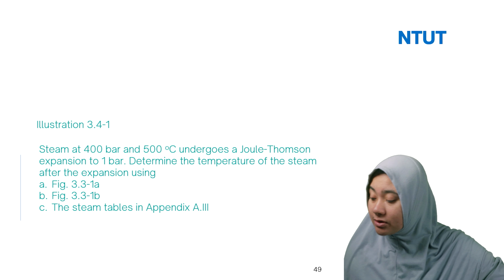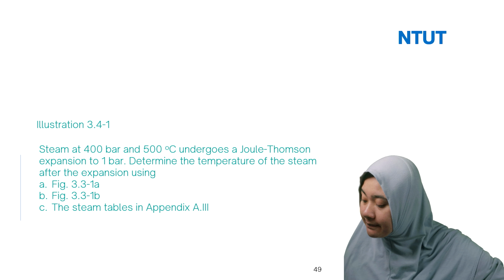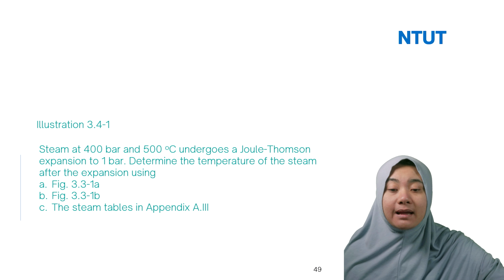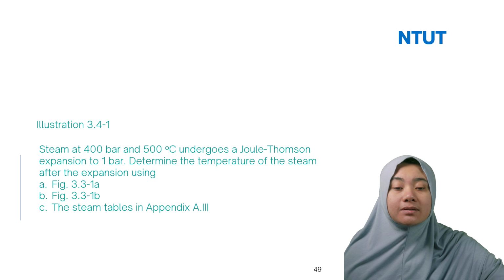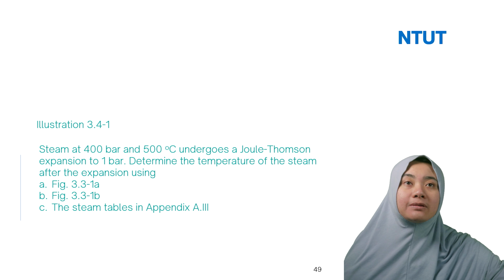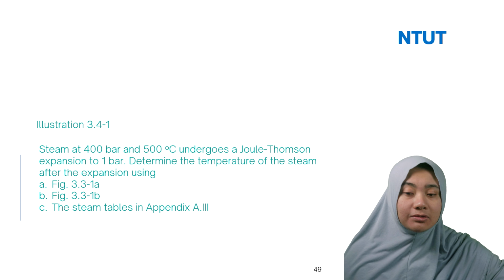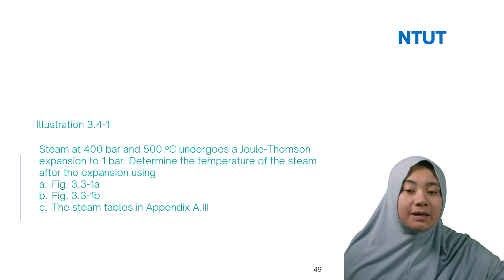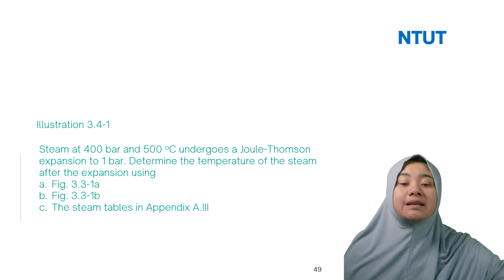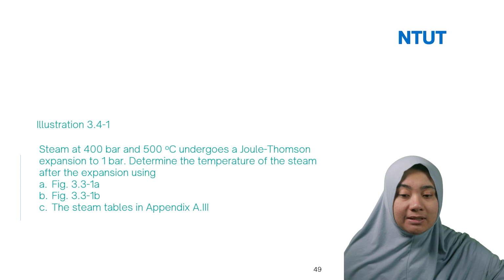Okay, so illustration 3.4.1 discusses steam at 400 bar and 500 degrees C that undergoes a Joule-Thomson expansion. Remember Joule-Thomson expansion, throttling valve, this is all isenthalpic conditions. So we want to release the pressure from 400 bar to 21 bar. Please determine the temperature of the steam after the expansion using Figure 3.3.1A or Figure 3.3.1B, and also the steam tables in Appendix A.3.